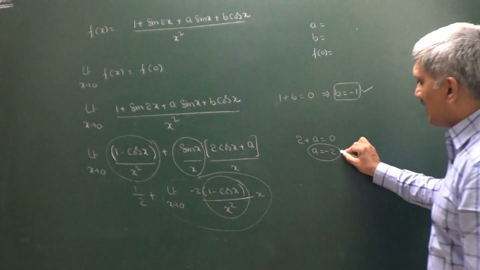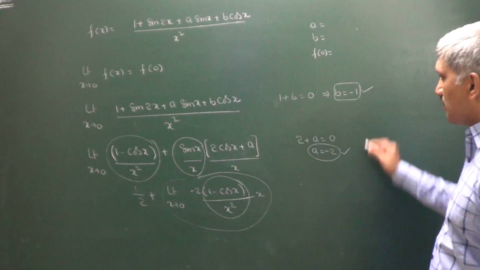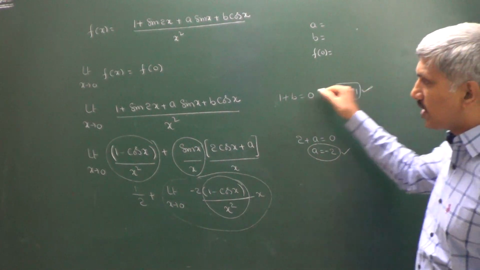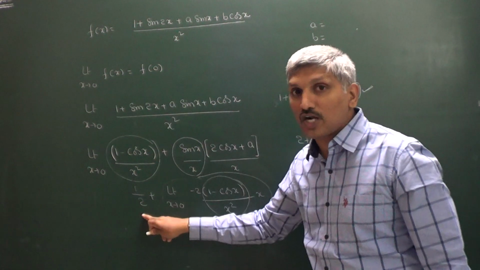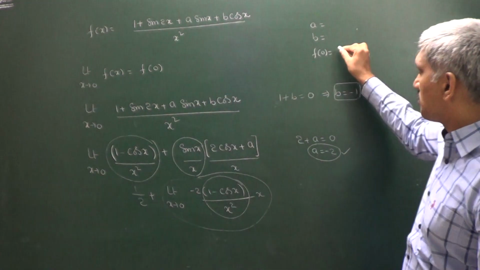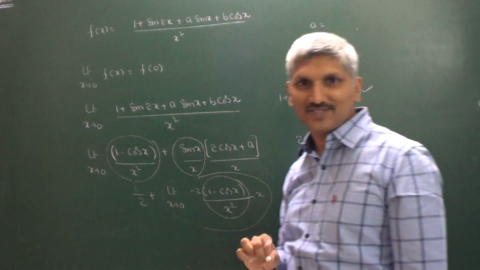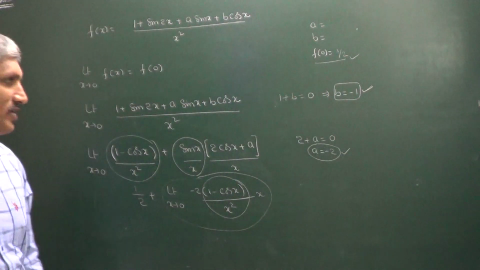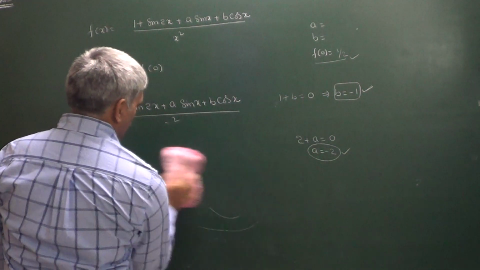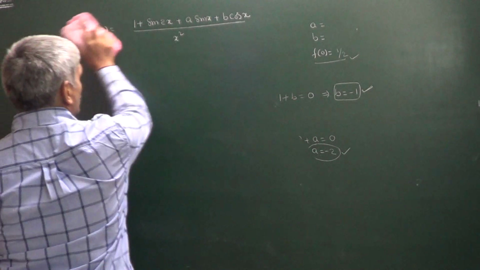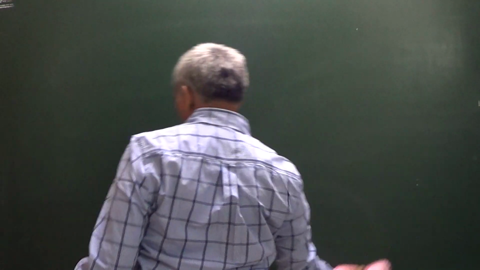So we got a value is equal to minus 2, b value is equal to minus 1 and the limit value we got 1 by 2, which is nothing but f of 0 value 1 by 2. Right? So that is the beauty of this particular question. So next question, you can see the question is given in this way.